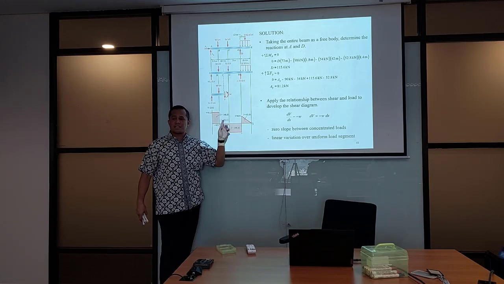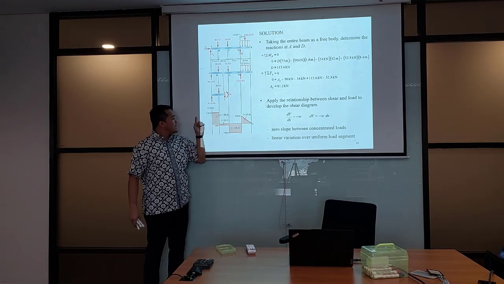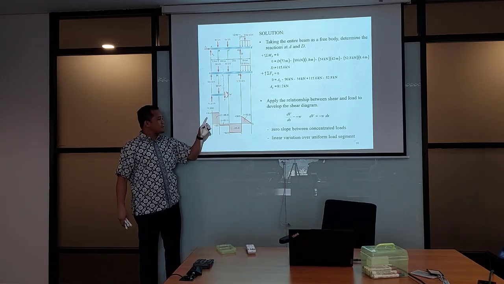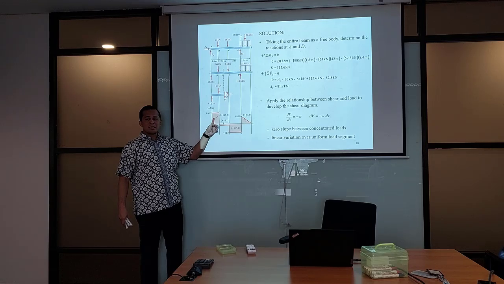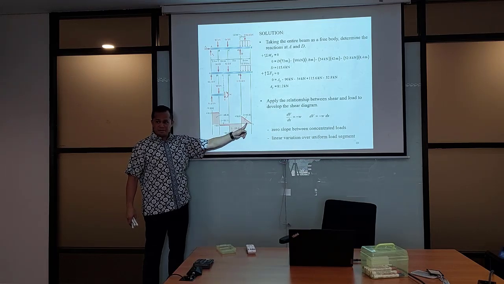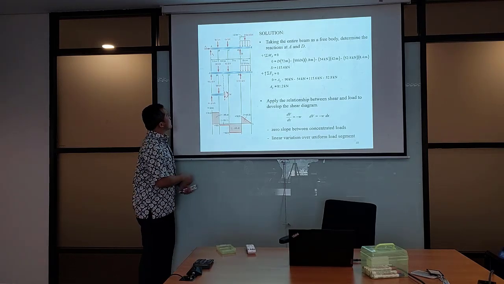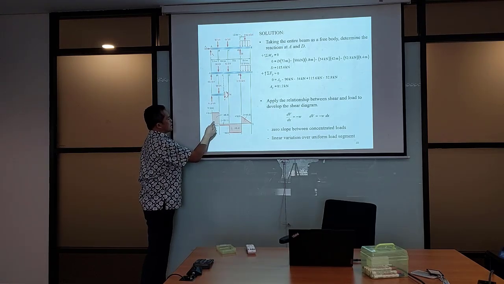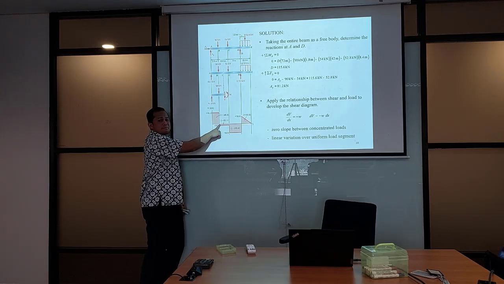We continue constructing the BMD. From this one, let me ask you, what sign for the bending moment for this one? Negative or positive? Positive. Okay, good. What is the bending moment because of this partition at B?